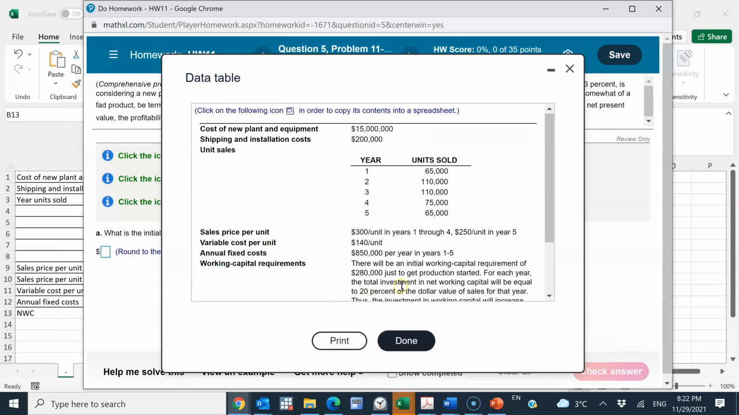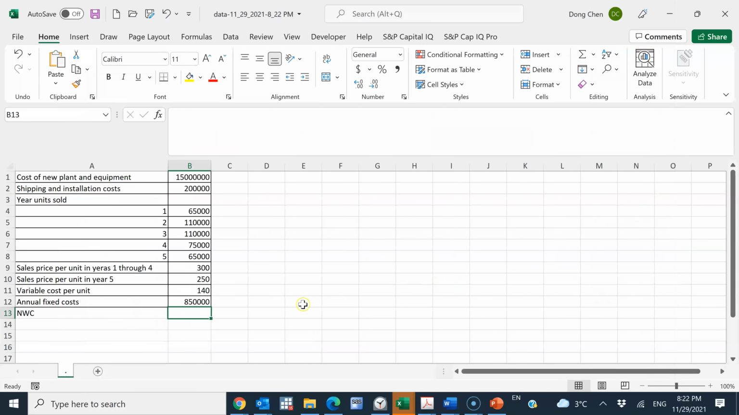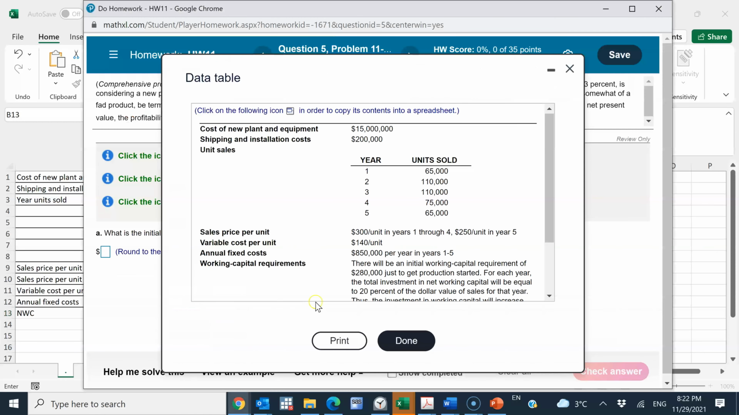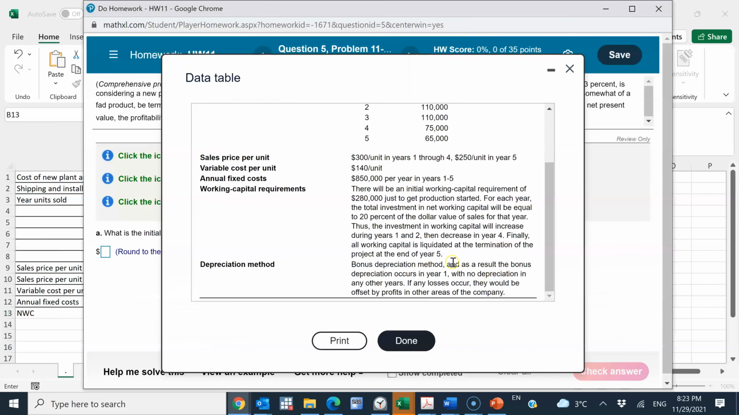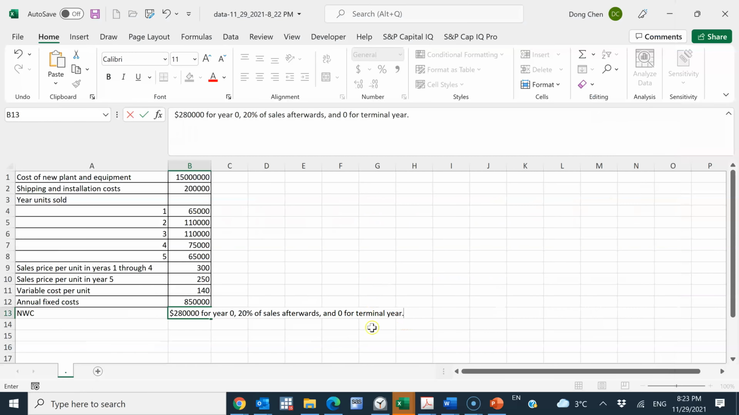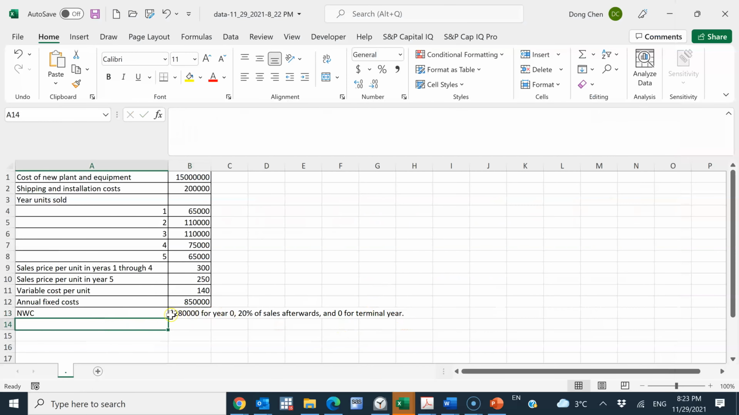Net working capital will be, immediately, 280,000 for year 0, and then it's going to be 20% of sales afterwards, and 0 for the terminal year. All working capital will be liquidated at the termination of the project at year 5. So that's basically summarizing the net working capital information.